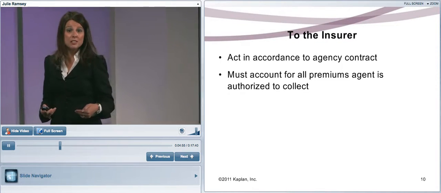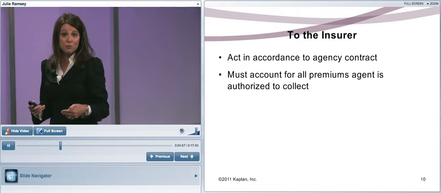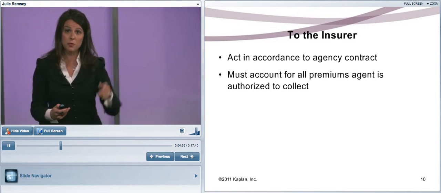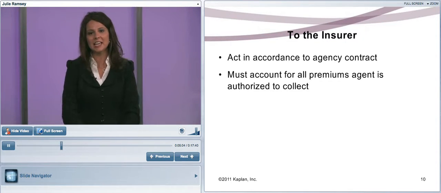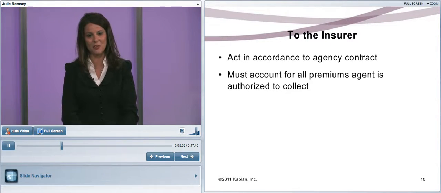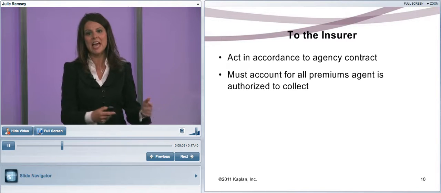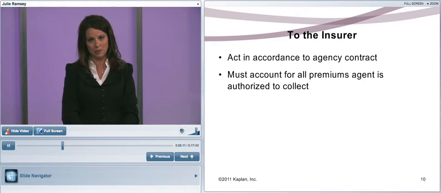Now, to the insurance company, that agent must follow the agency contract. Remember, everything's expressed in that contract. It's written down. For example, I can't embezzle money as an agent. That money is the insurance company's, and I act as a fiduciary for that company.